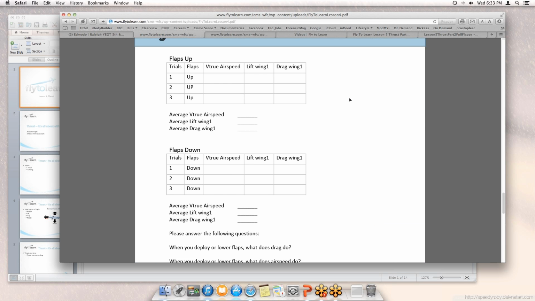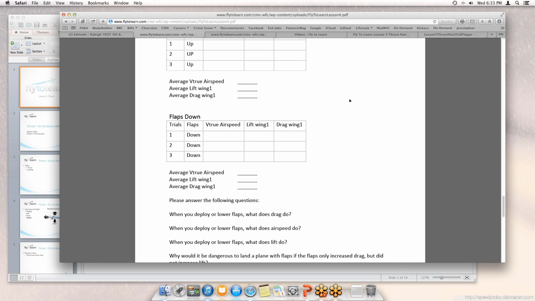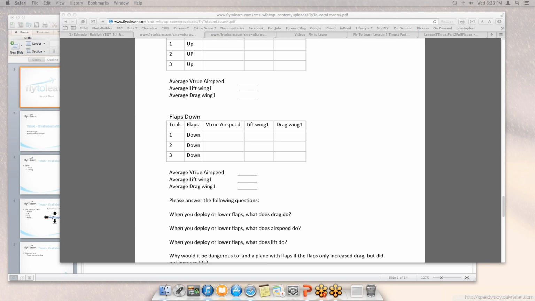Now, can someone tell me what is drag? Can someone raise their hand and tell me what drag is? Yes, Henry. Drag is the force that is pushing back on the plane as it goes. Excellent job. Thank you, Henry. Yes, Henry is 100% correct. Drag is the force that is pushing back on our airplane, as he said. It is opposing our flight path, and it is a force that our plane is always fighting, okay?